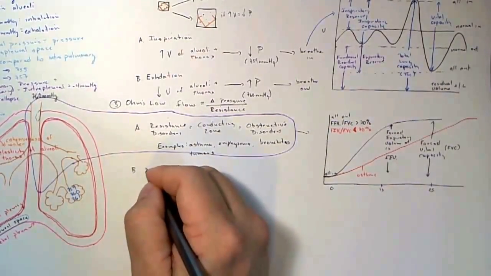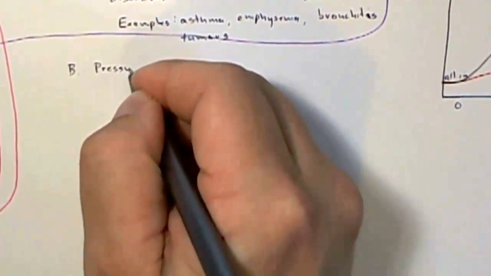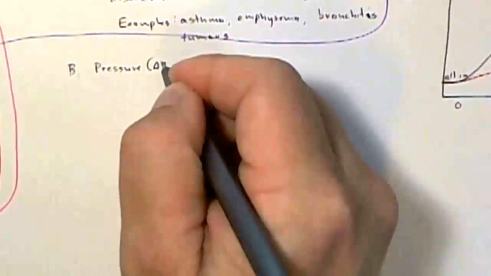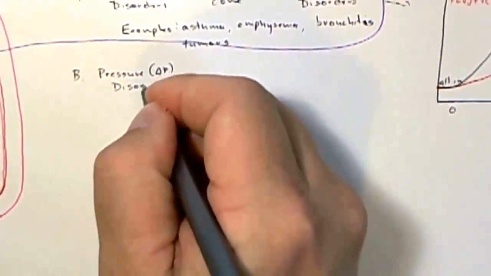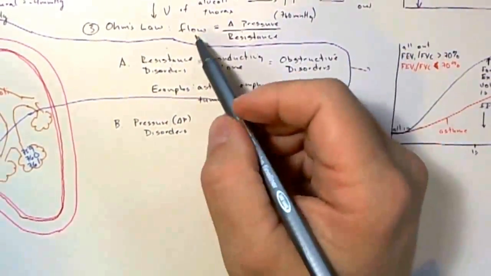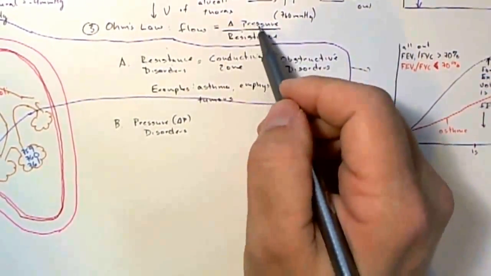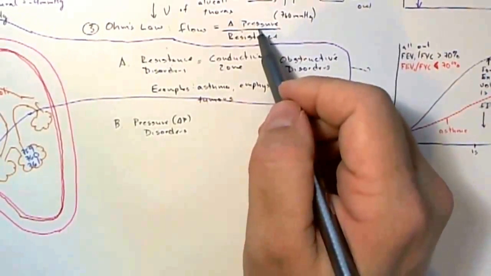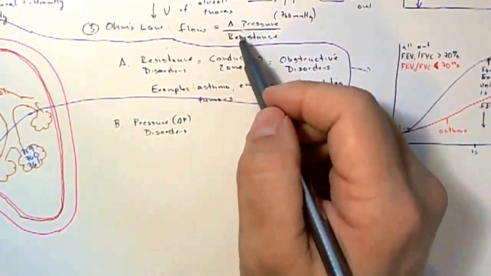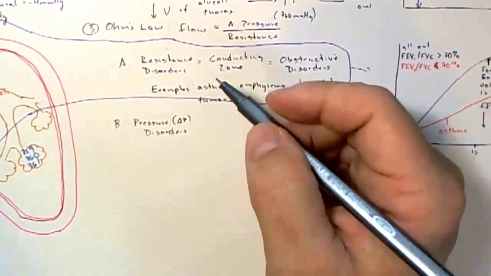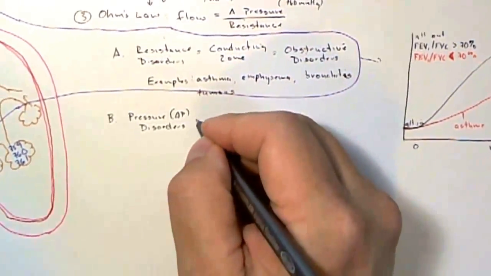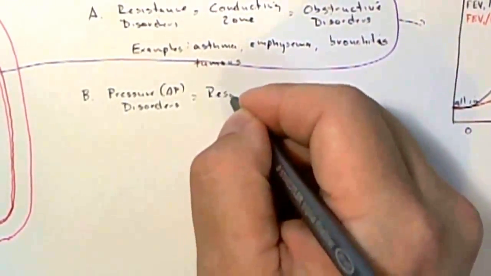The next thing we have are pressure disorders. Again, Ohm's law helps us understand that if we're interested in flow, there's two things that can happen. We can have a problem with resistance to flow, or we can have a problem not developing the pressure that causes the flow to happen in the first place, that causes the drive for the flow. And these could be called respiratory zone disorders.